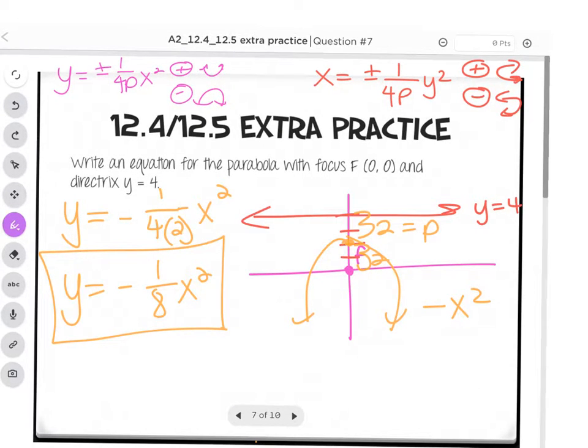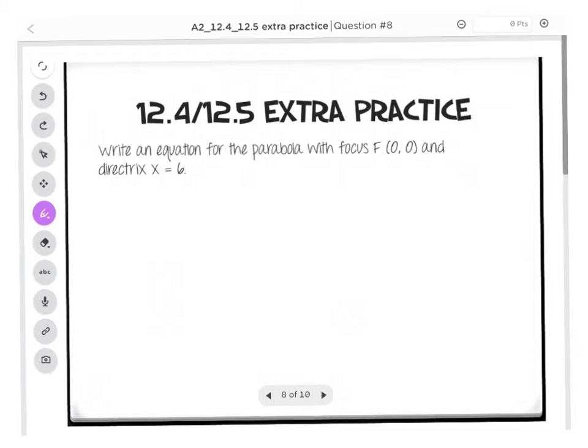Okay, I'm just going to go because I don't want to run out of time, so we're going to do these last ones. It says write an equation for the parabola with a focus at 0, 0 and directrix at x equals 6. So focus is at 0, 0. X equals 6 is what kind of line? Vertical, right? 1, 2, 3, 4, 5, 6, because all these x's would be 6. That's how I know it's vertical.